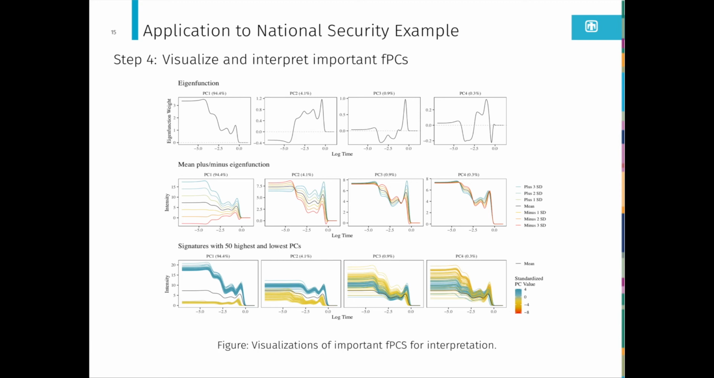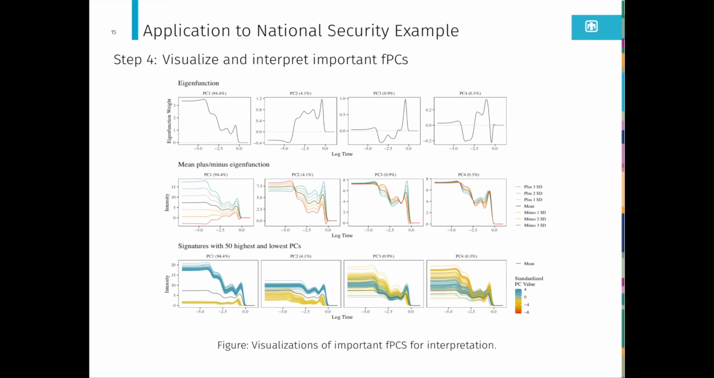The third row of visualizations include the observations in the data associated with the 50 highest and 50 lowest fPC values. These provide examples of observations that are at the extremes of the functional variability captured by the fPC. For fPCs 1 and 2, these figures help to solidify the understanding of the interpretations of the second row of plots that I just discussed.